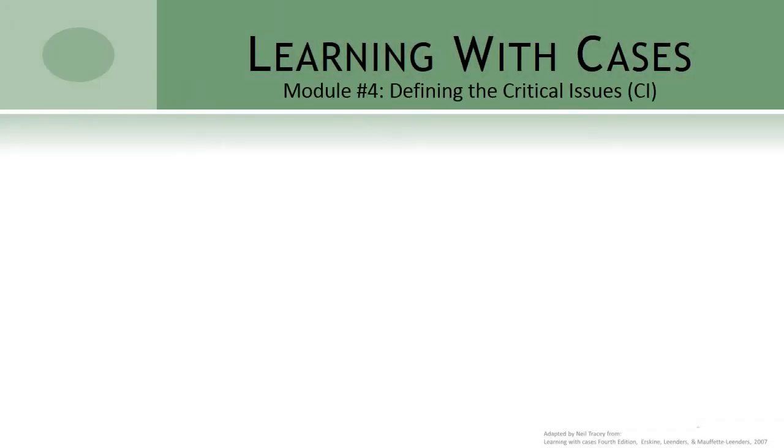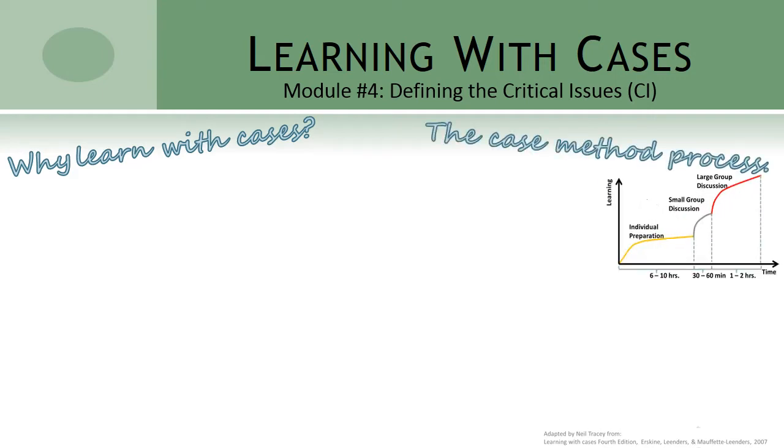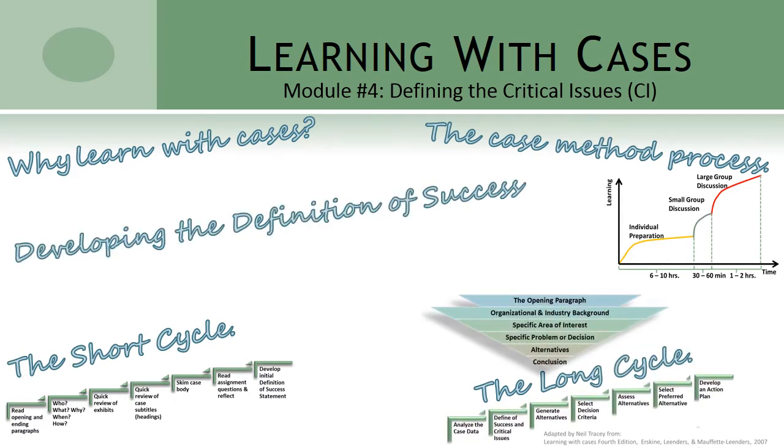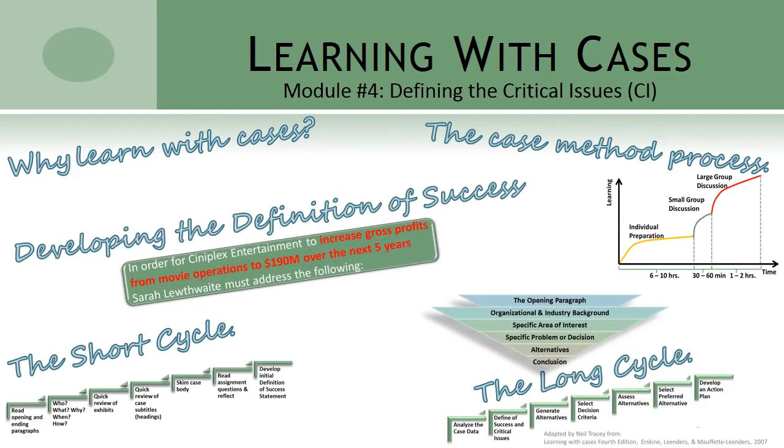In the previous modules, we talked about the benefits of using cases to study marketing principles and why we learn with cases. We went on to look at the three stages in the case method process. We reviewed the short and long cycle individual preparation, and we discussed how to develop the definition of success. In this module, we're going to take a closer look at how to define the critical issues facing the organization.